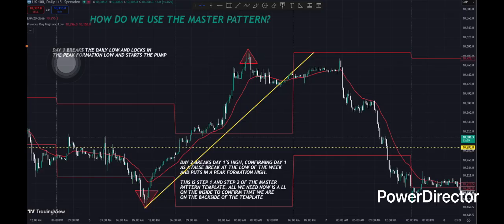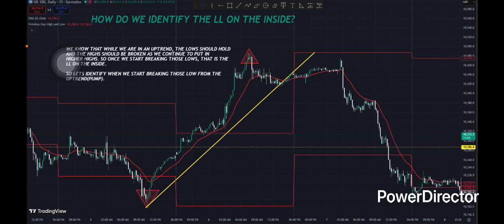So with that being said, how do we identify the lower low on the inside? Well, we know that while we're in an uptrend, the lows should hold, and the highs should be broken as we continue to put in higher highs. So once we start breaking those lows, that's the lower low on the inside. So let's try to identify when we start breaking those lows from the uptrend or the pump.